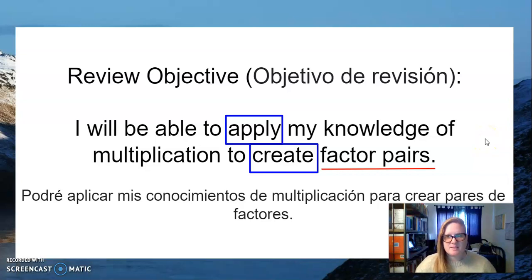All right, so our math objective for today is I will be able to apply my knowledge of multiplication to create factor pairs. Now, we had gone over factor as a math vocabulary, and we said that a factor is what gets multiplied to equal the product. So usually there's two factors, which is why they're in a pair, right? And so now you will need to create two things to be multiplied to equal something else.